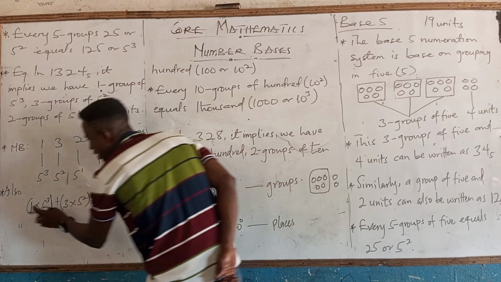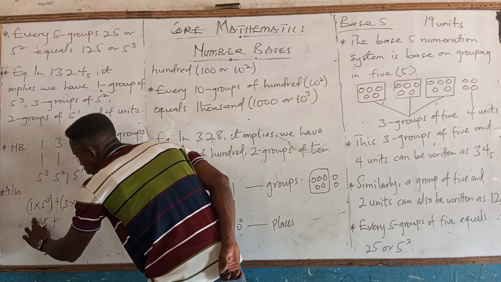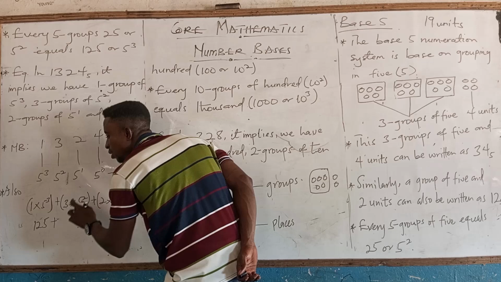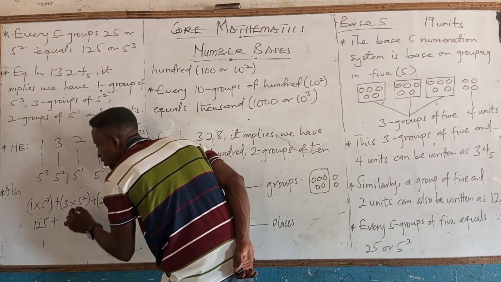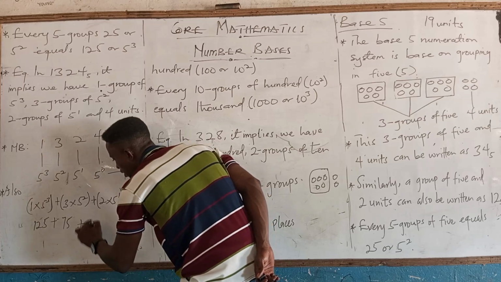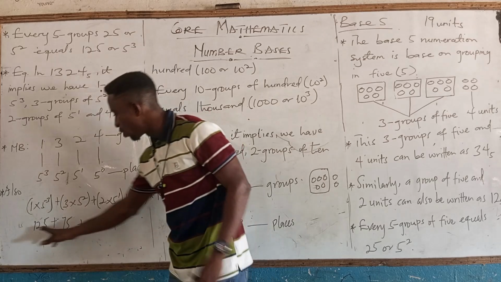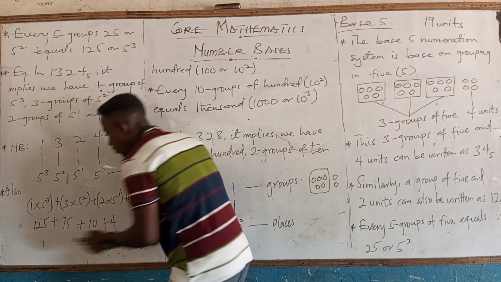Are we getting that? And this one is going to get us what? 125. Then this one too will get us, plus, this one is getting us 25. 25 times 3 is what? 75. Then plus, this one too is getting us 10, plus what? 4. So adding this up will get us what? 200.